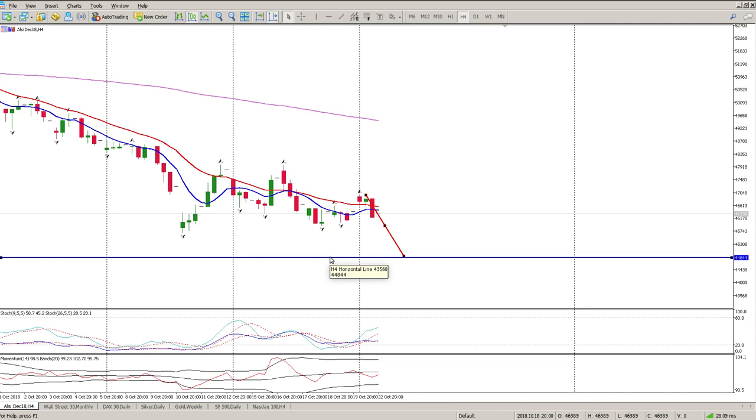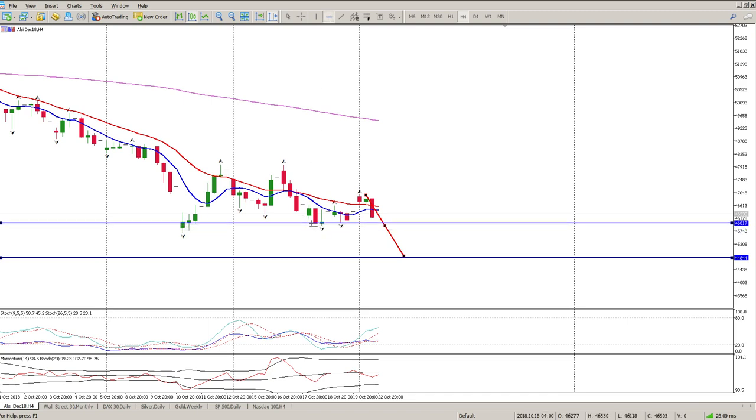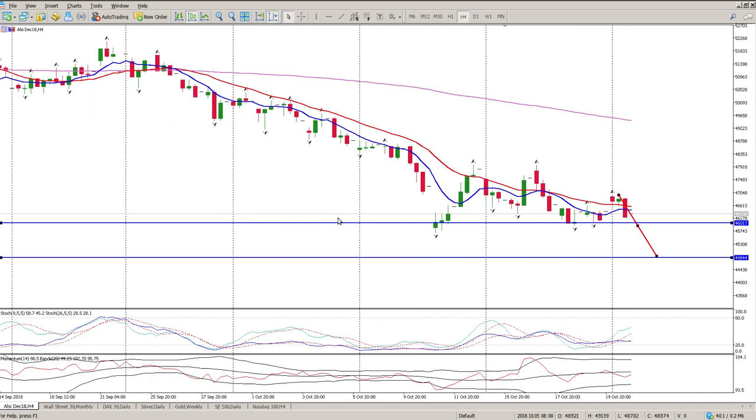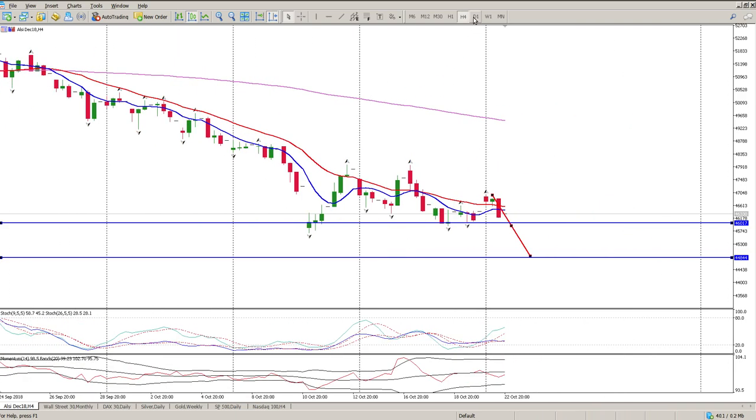I suspect there's more downside to come, and if we break through this fractal here on the 4 hour, which is, let's just say 4,600, then you definitely have downside for 44,850. Okay, that's kind of my take on the Aussie at the moment.